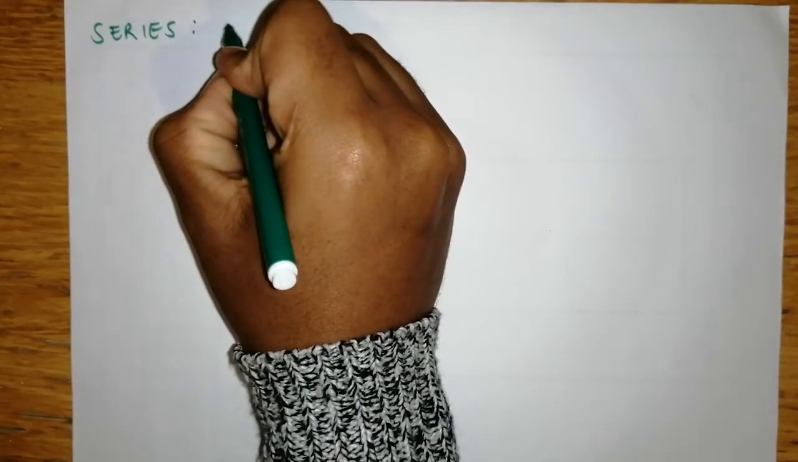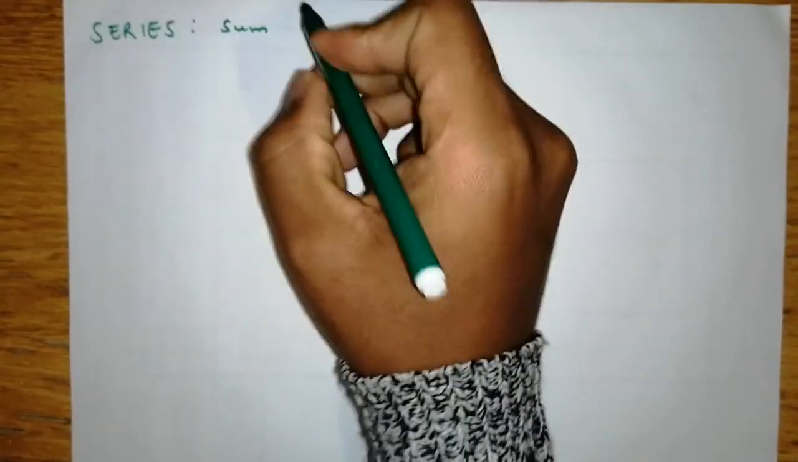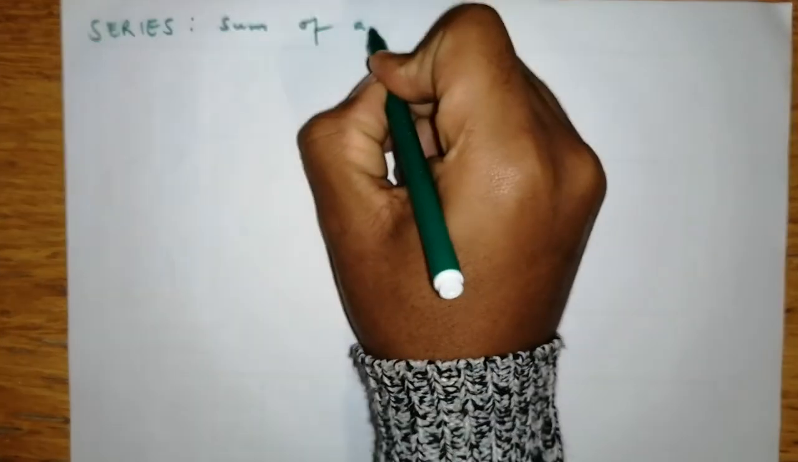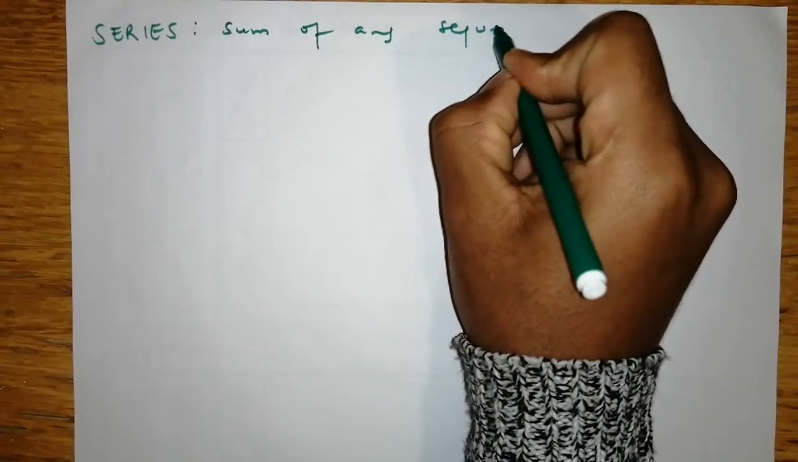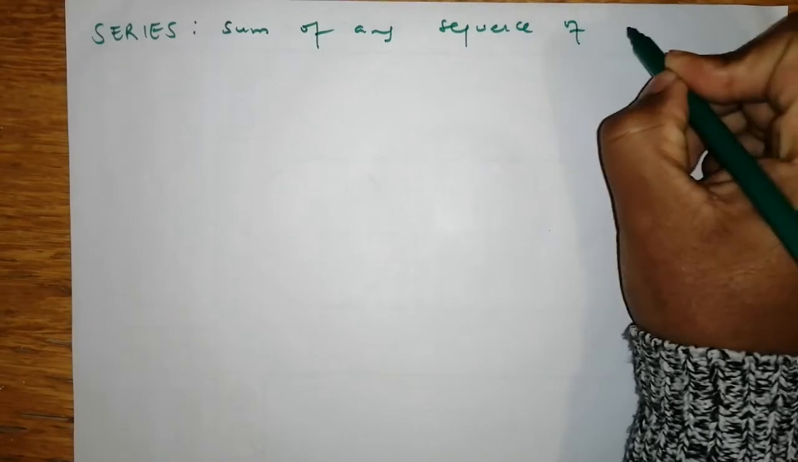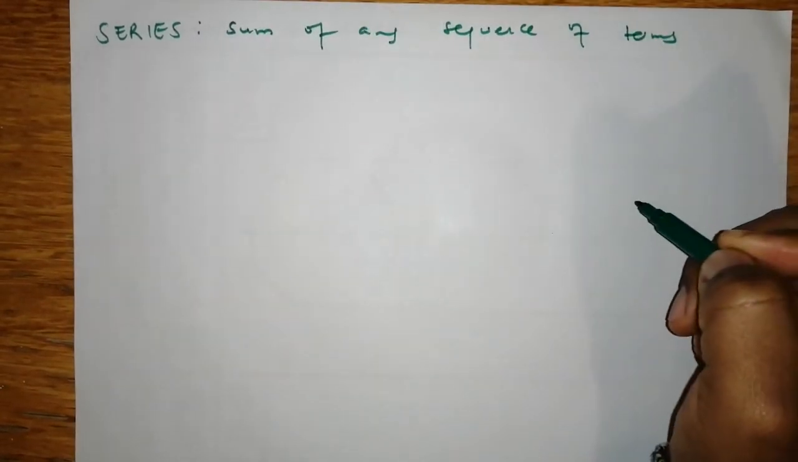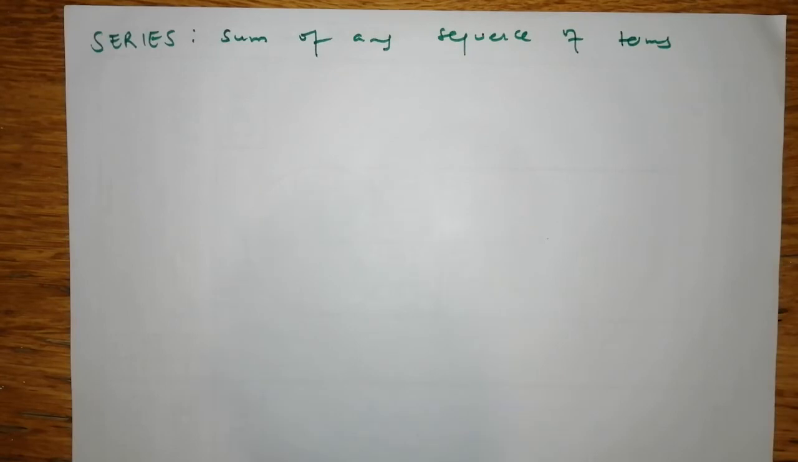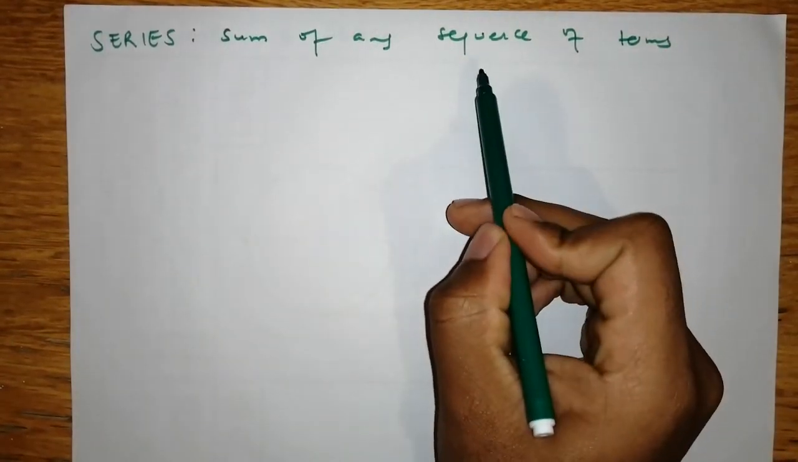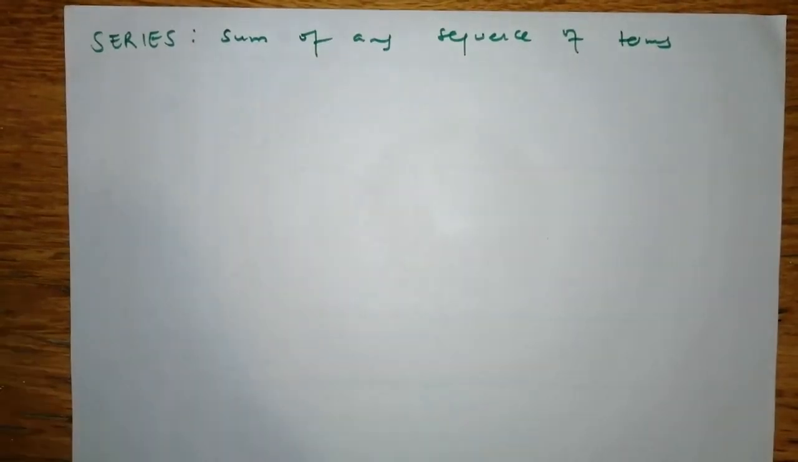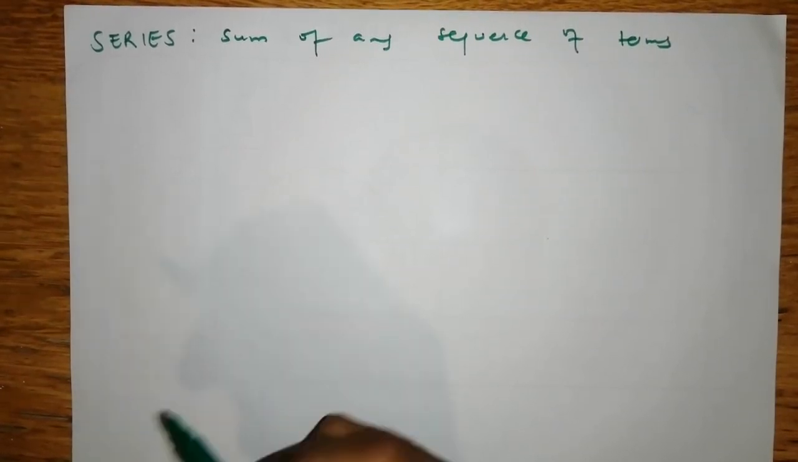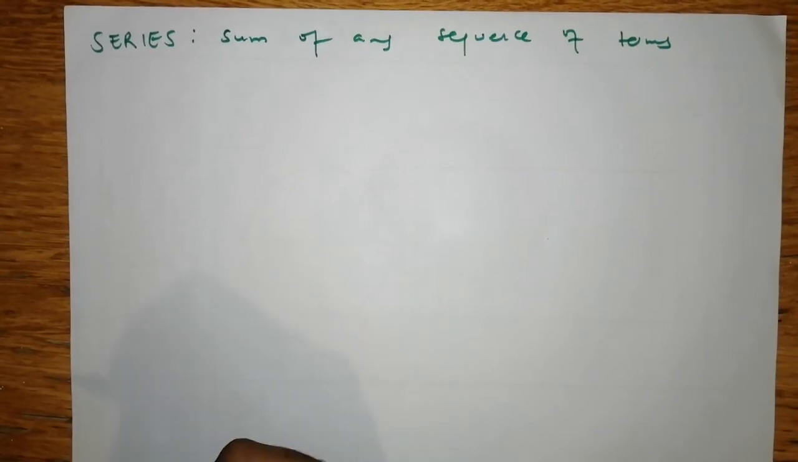So series is a sum of any sequence of terms, right? Just take note that this is a general introduction of series. This can be an arithmetic sequence or a geometric sequence. It brings us into the summation of the terms that we might be given, whether it's arithmetic or geometric.